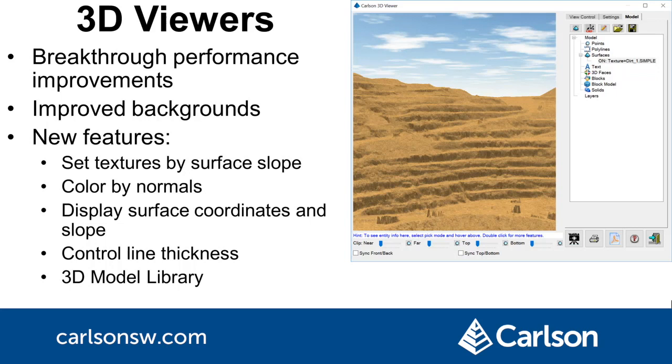Besides speed, the viewers have new sky background choices and new features including set texture surfaces by surface slope, set colors by surface normals, real-time display of the surface coordinates and slope at the cursor position, control for the line thickness, and a new 3D model library setup to define how to render CAD entities. The 3D model library translates simple CAD symbols into 3D models, CAD line work into linear 3D models, and CAD polyline areas into surface textures by CAD layer.